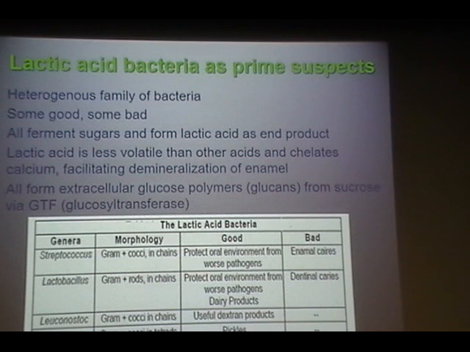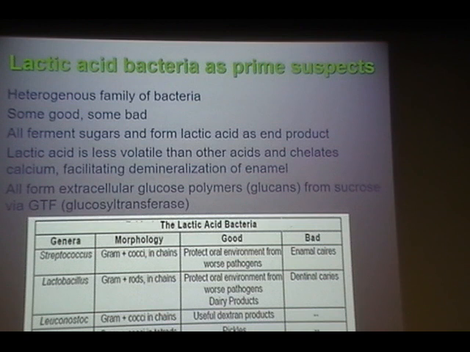But you can see here that there are some organisms that can protect the oral environment from worse pathogens. Those are the strep sanguinuses of the world, right? And some others. The bad part of it is that they can generate enamel caries.